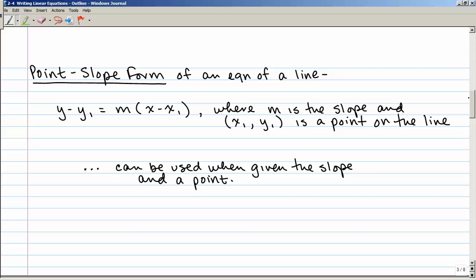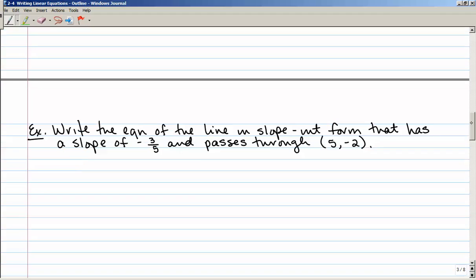Another way to write the equation of a line is point-slope form. And this is useful if you're given a point on the line and the slope of the line. So this equation is y minus y1 equals m times the quantity x minus x1. And in this case, the x and the y are going to stay in the equation, but (x1, y1) is a point on the line, and again, m is the slope. So let's see how we might use this.